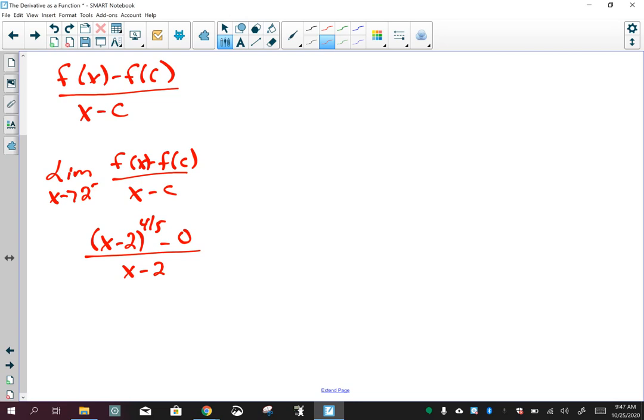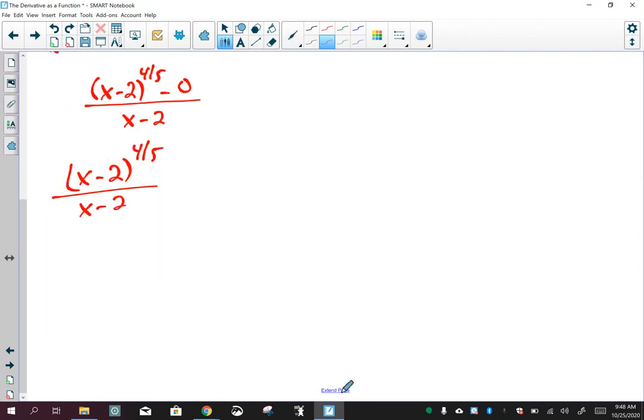So then I have (x minus 2) to the 4/5 all over x minus 2. Okay, so here you need to remember your power rules, because right now, this is an ugly problem. However, because I have power rules that tell me I can move things around, if I take a look at this, what I'm really looking at down here is (x minus 2) to the 5/5, because it's to the first power. First power is 5/5.